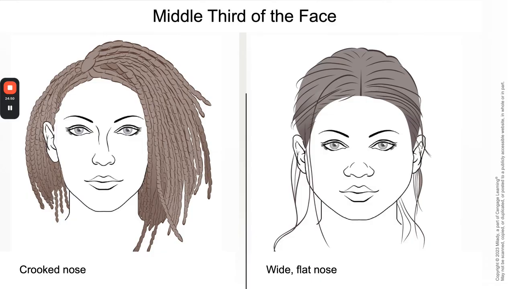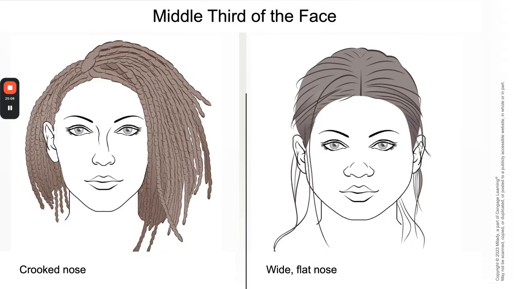asymmetrical, off-center styles are going to be flattering for them. If you give them a symmetrical style where it's even on both sides, you're going to accentuate that crooked nose. So they need an asymmetrical type of style.